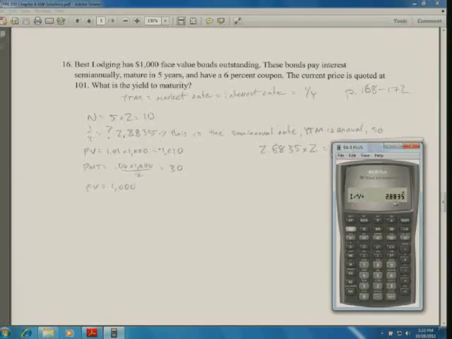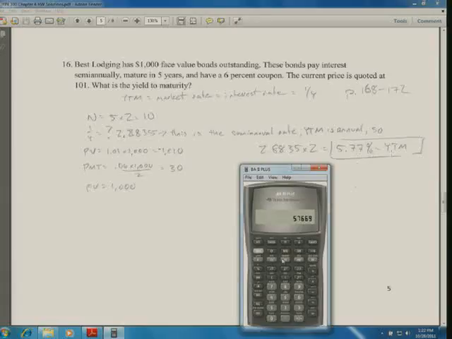So you have to now take this interest rate if you want to find the yield to maturity. Yield to maturity is always quoted as APR, or an annual percentage rate. So we have to turn this back into an annual rate by multiplying by 2. I just hit times 2 and then equals, and I'll see 5.7669%. That's my actual yield to maturity.